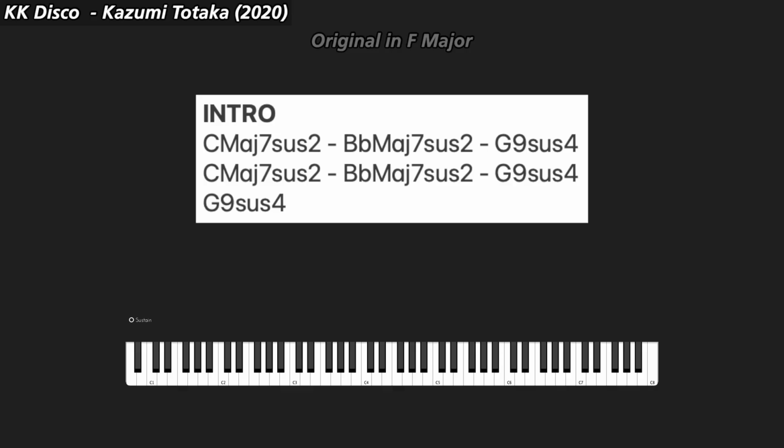KK Disco from Animal Crossing New Horizons. It comes off as a silly little goofy song, but it has a lot of interesting songwriting techniques. Let's look at the chords and then the production. The original is in F major. I put everything in the key of C major to show patterns across all songs.